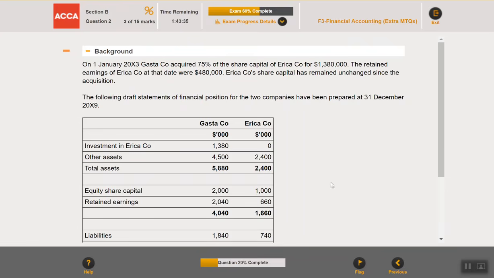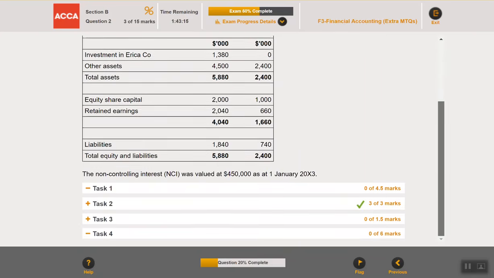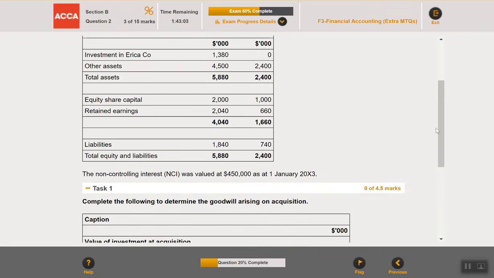There's nothing interesting to look at in the financial statement, but one thing that is important is the investment. This investment is internal and it should be removed. If you look at this investment, it specifically says ERCA Co. It will be double counting, so we remove it. Additional points: the non-controlling interests, NCI, was valued at 450,000 at 1st January, which is the fair value of NCI at acquisition. So let's look at the requirement of the question.